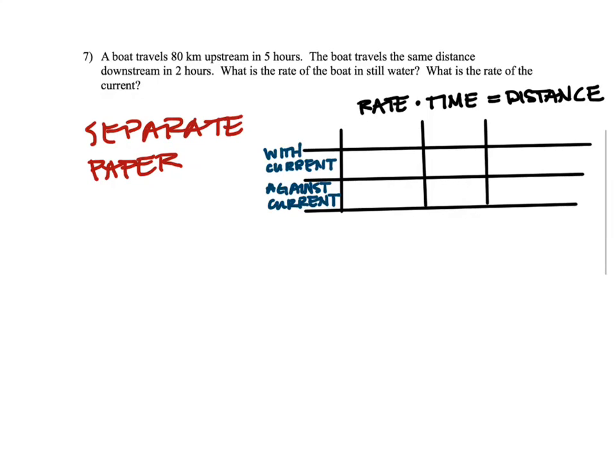And the first thing I'm given for this information is that this boat travels 80 kilometers upstream in 5 hours. So my distance is 80 kilometers. And my first step is to decide, am I working with the current or against the current? Now if I'm going upstream, I am actually working against the current. So where I see time, I can put 5. And where I see the distance, I can put 80 kilometers. So I'm going to go ahead and do that now.